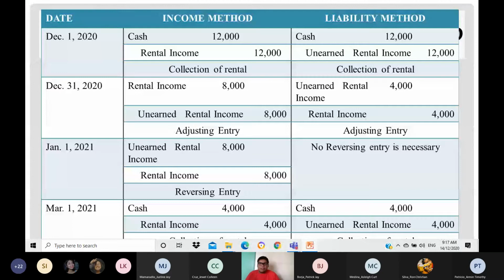So, iba lang, no? Cash and unearned. Yun yung pinagkaiba ni income versus liability nito. Here, you have the rental income sa credits, whereas here sa liability, it's unearned rental income. So, pagdating ng March, nakakolekt ako ulit ng renta, 4,000, pero yung credit entry mo is baliktad pa rin. Sa income, it's rental. Whereas here sa liability, it's unearned rental income.